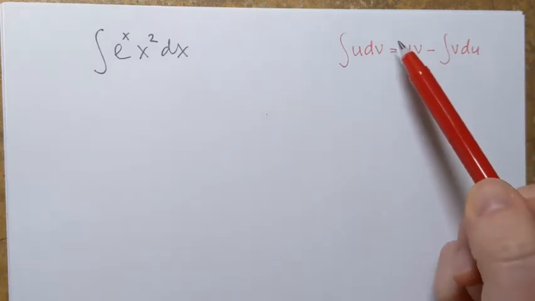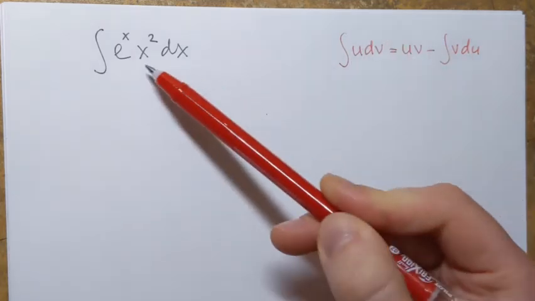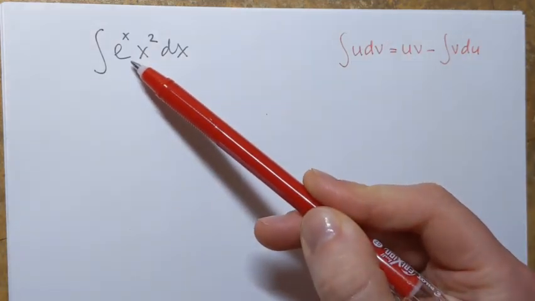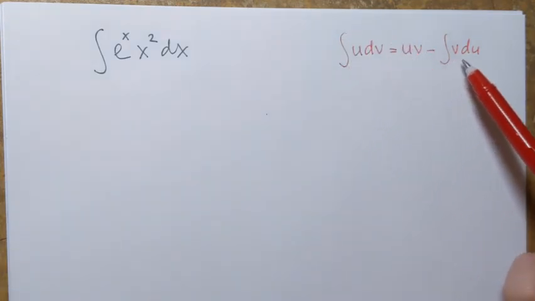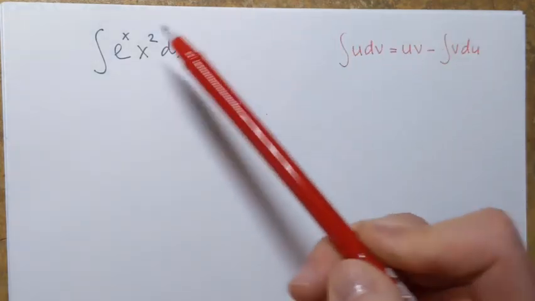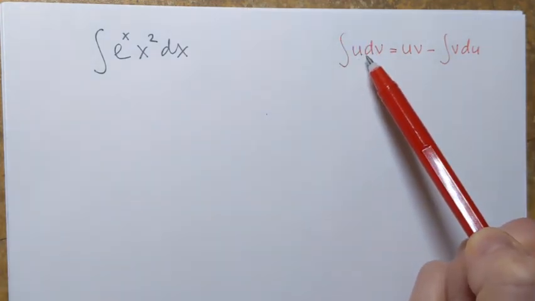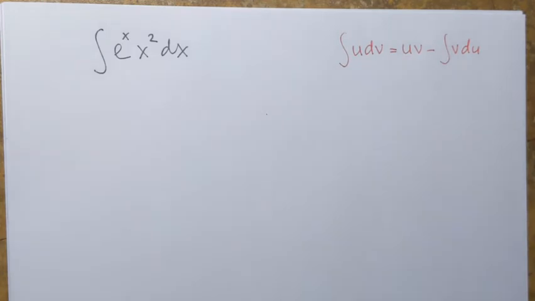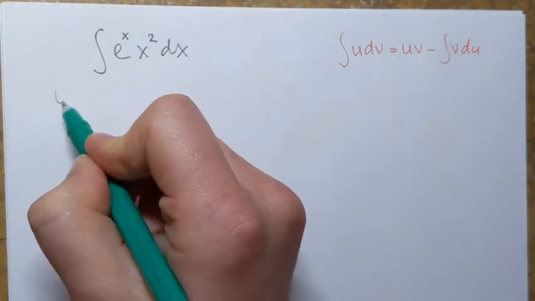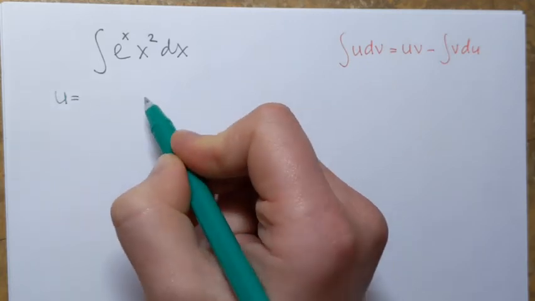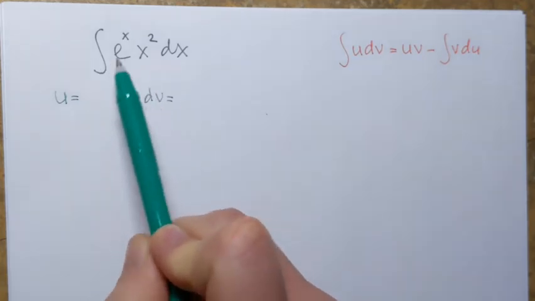And to apply this formula, first I have to represent my integral as the left-hand side of this formula and obtain the right-hand side. So in other words, what I have right now within my integral, I have to represent as u times dv. So I need to decide what's going to be u and what's going to be dv for my integral.